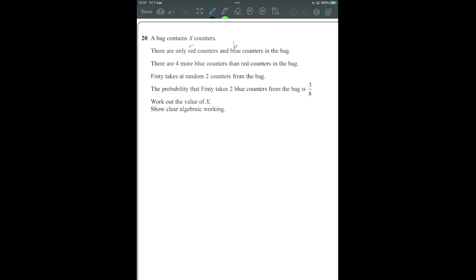Now I can say that if we have R red, there are 4 more blue, so that's R plus 4. And that also tells us that this X, the total number, is 2R plus 4 if I add those two together. So I'm in a position where I can rearrange to make R equals and try and solve the equation for X. I'm actually going to solve the equation for R and then go back to X at the end. That's going to be slightly easier.